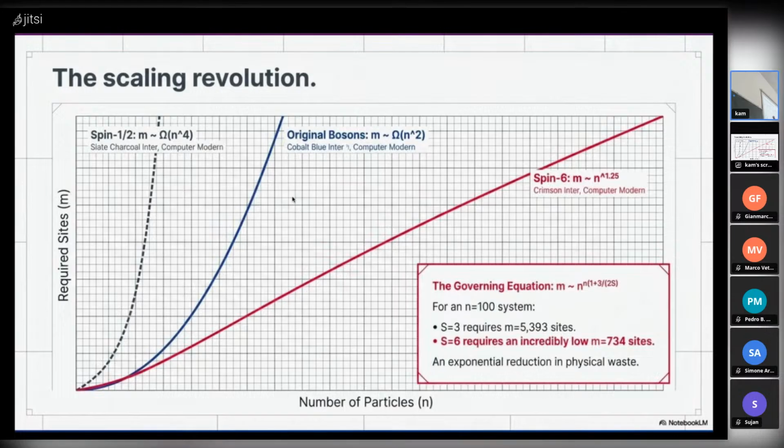For spin half it's not good. It's even worse, scaling as n to the fourth. That's the original paper, but I checked a little bit. Then for a large spin, theoretically it becomes a quasi-linear scaling, with m proportional to n^1.25. So the scaling is much better.